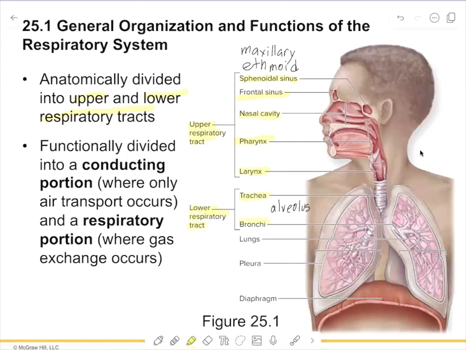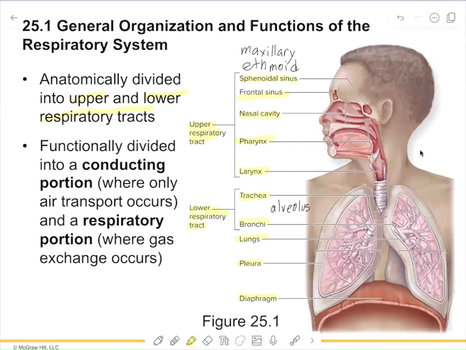Also in the lower respiratory tract would, of course, be the lungs containing the alveoli, bronchi, and bronchioles. The pleura, remember, are the serous membranes that are found in the ventral cavity. In this case, it's in the thoracic cavity, specifically the pleural cavity, and it would be the parietal and visceral pleura, followed by the diaphragm. The diaphragm is the main skeletal muscle that is involved with breathing.